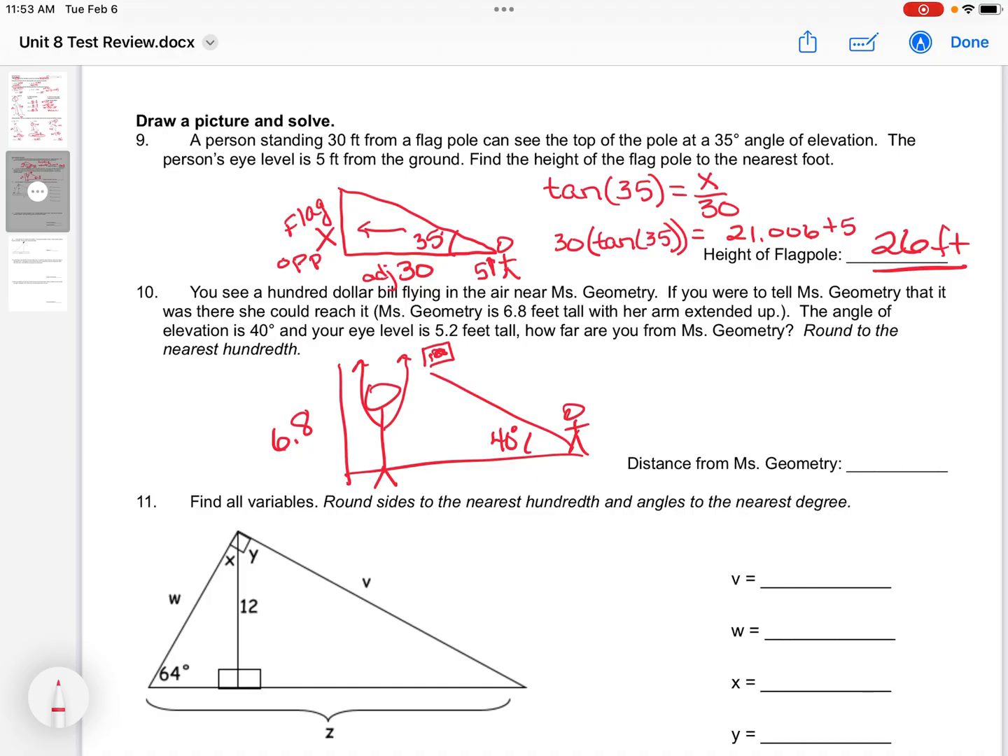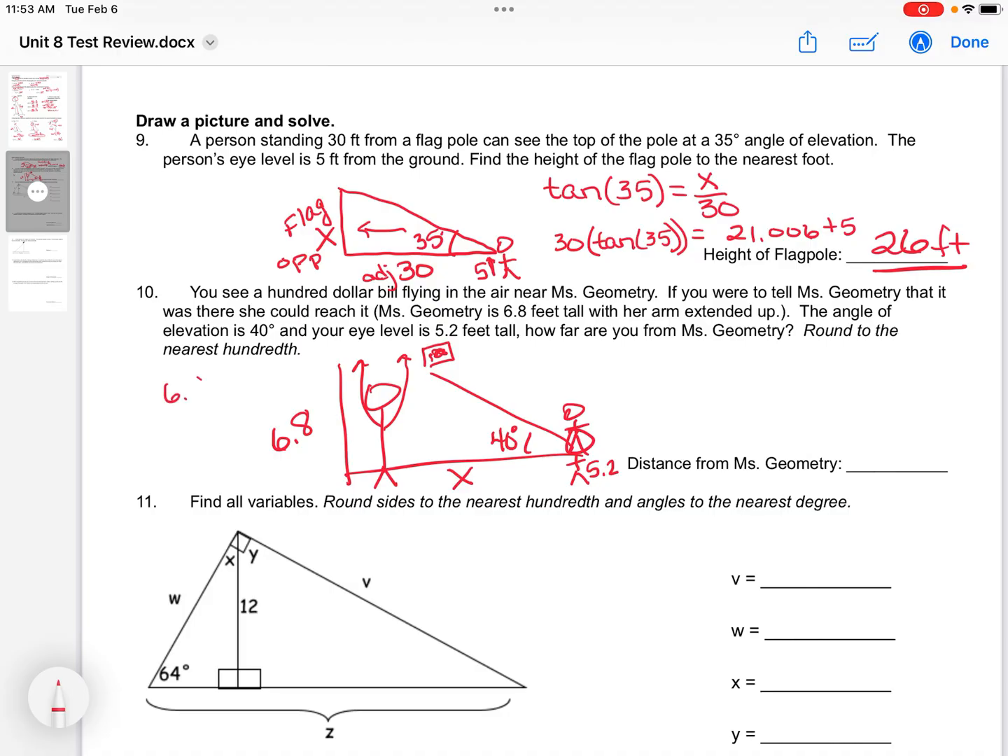You're 5.2. So really that's a bad picture. You should be like this. Okay, so here's the deal. You need to subtract your height from Miss Geometry's height because the triangle is really 5.2 feet off the ground.